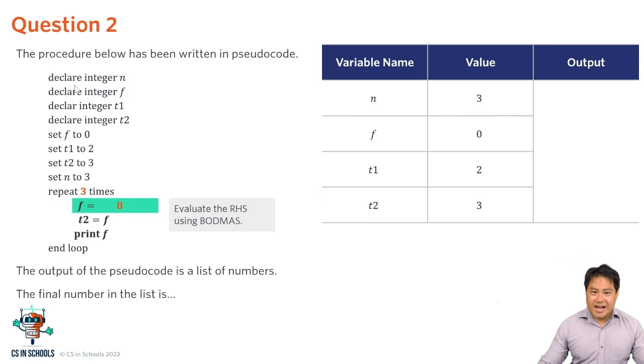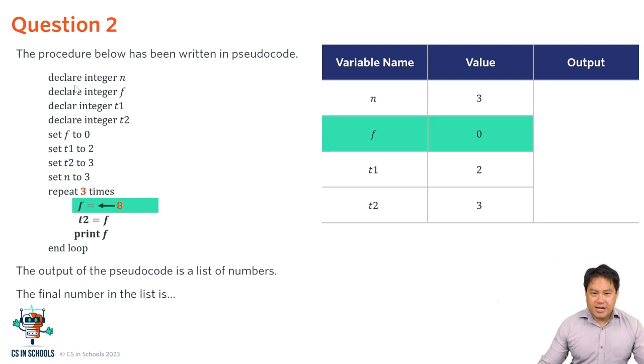We find that is 8. And then we can take 8 and assign that back into the f variable. So what happens now is the f variable will change from 0 to 8. It's important when you're constructing the trace table to cross out the original number and write in the new one so you can keep track of the values that are changing for that variable. So that's the first line done.